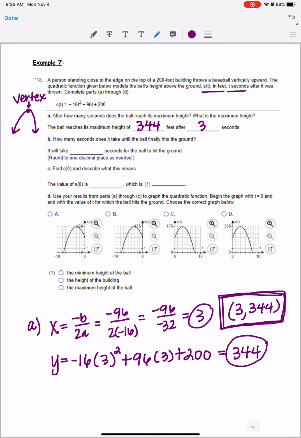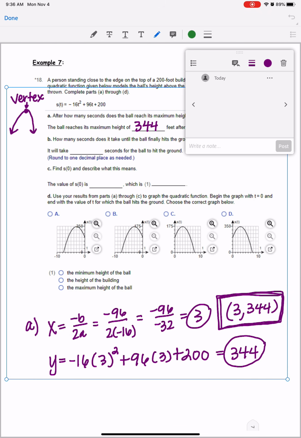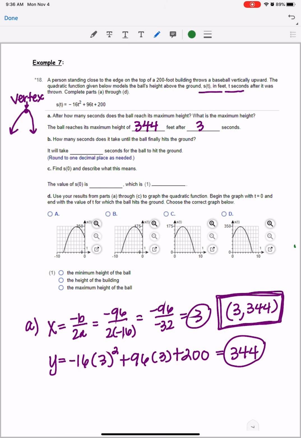Part B, how many seconds does it take for the ball to finally hit the ground? Last lesson, we went over word problems that talked about something hitting the ground. When something is hitting the ground, that means its height is at 0. If it's hitting the ground, it's not above the ground at all. It's hitting it. Okay, height is 0. So I am plugging in a 0 for what this function equals, since that s of t is my height.